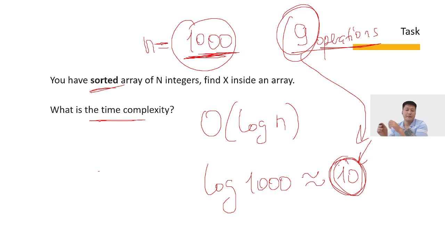Okay. It will not do more than 10 operations. Maximum is 10. It may be 5 operations, 7, 9, but maximum is 10. I hope it's clear, guys. If not, you can ask later.